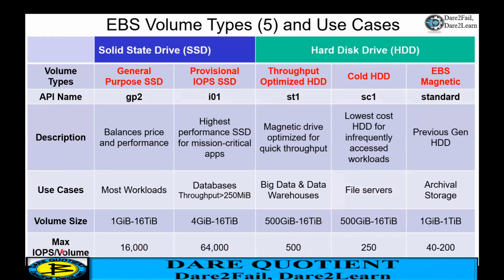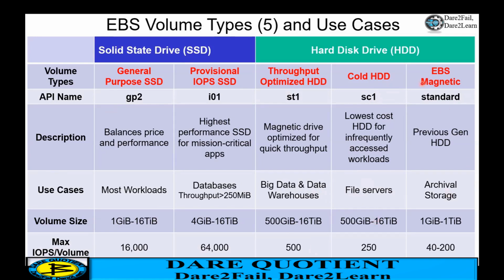So we can see how the max IOPS reduces as you go from SSD to HDD. For the cold HDD drive, the API name is SC1. It is the lowest HDD cost and is used for less frequently used workloads. An example is for file servers. The volume size is 500 gigabytes to about 16 terabytes, and the max IOPS is 250.